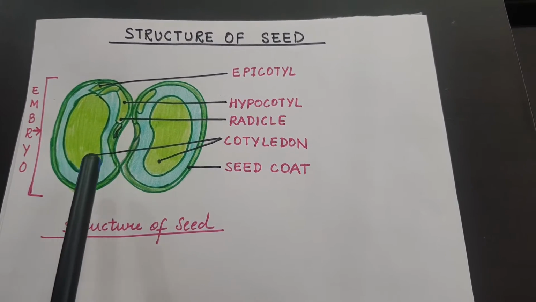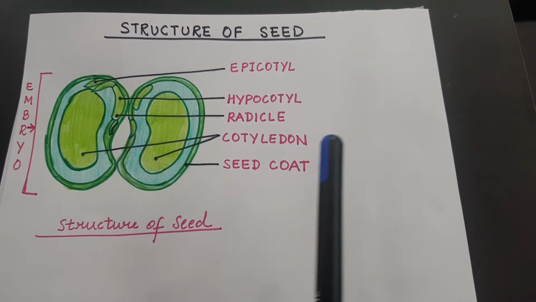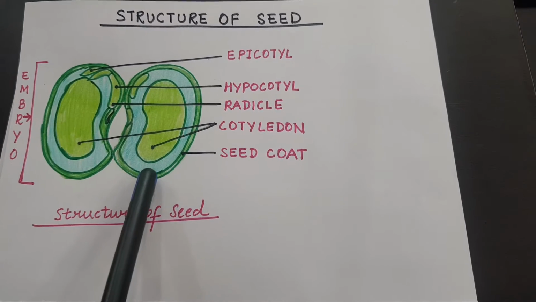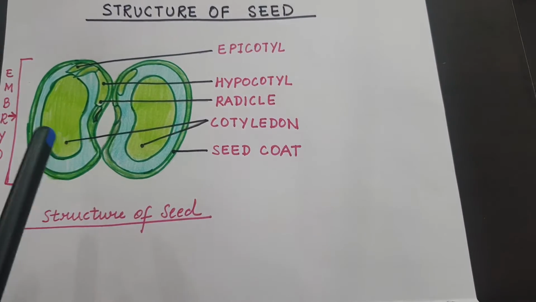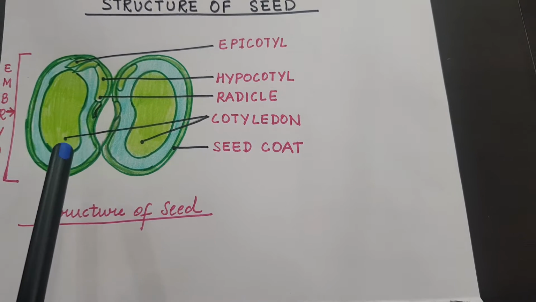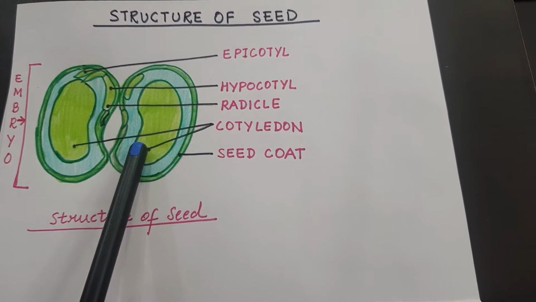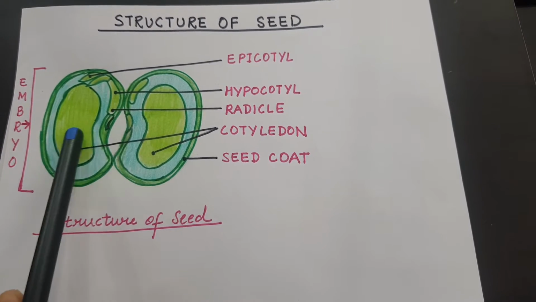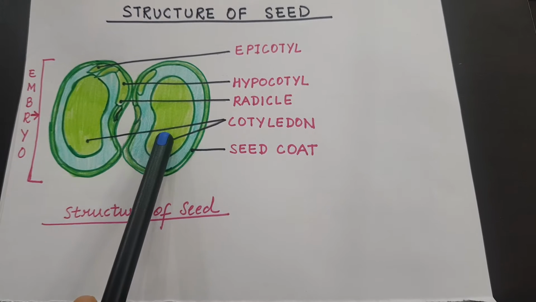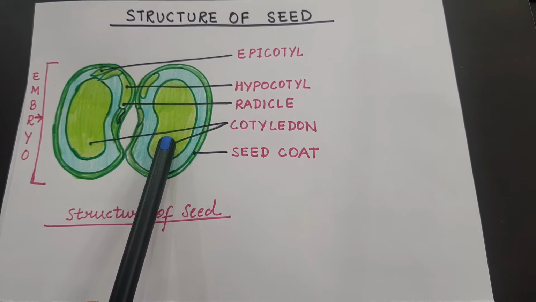What are cotyledons? Suppose this is the seed coat. If we open the seed coat, what will happen? It reveals the fleshy part. This is the fleshy part of the seed. These fleshy parts or seed leaves are called the cotyledons. These cotyledons store food for the growing embryo inside the seed.